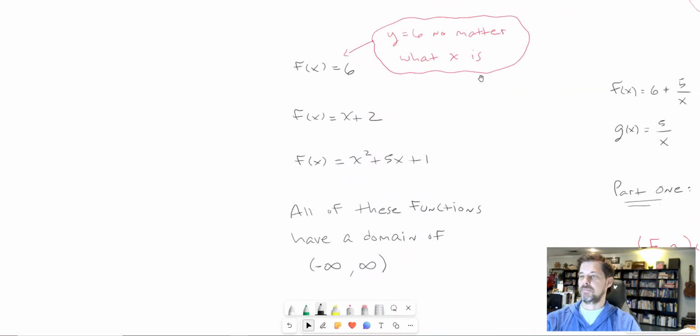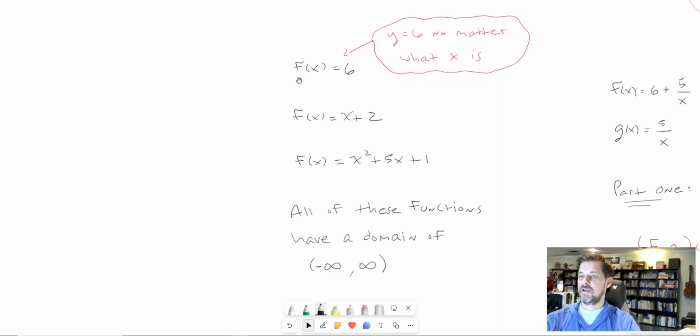So in any case, I want you to look at these three functions, okay? f of x equals 6, f of x equals x plus 2, f of x equals x squared plus 5x plus 1. All of these functions have a domain of negative infinity to infinity, which is all numbers. Any number that you could plug in for x in these functions is going to give you an answer. That's why every number is in the domain. We don't leave anything out, okay?